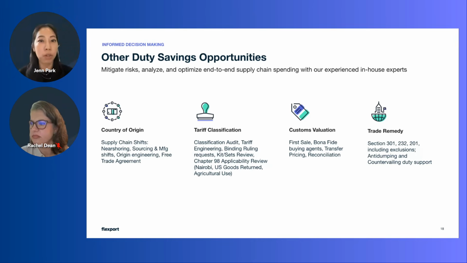Also value. So if your classification and country of origin, there's nothing you can potentially do with that, and it's correct, valuation is another area. The reason why we focus on country of origin, tariff, and value is because those are the three areas that drive duties and tariffs for your goods. So you want to make sure not only are they accurate, but seeing, are there any ways within these three that you can change things a bit so that the duties and tariffs can go down on your imports.